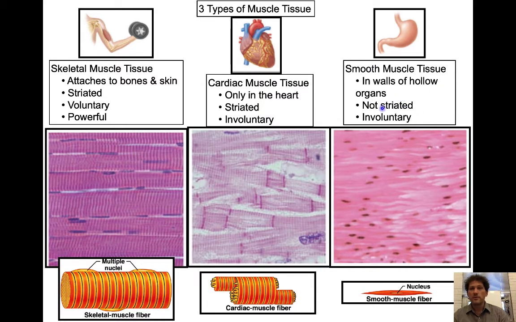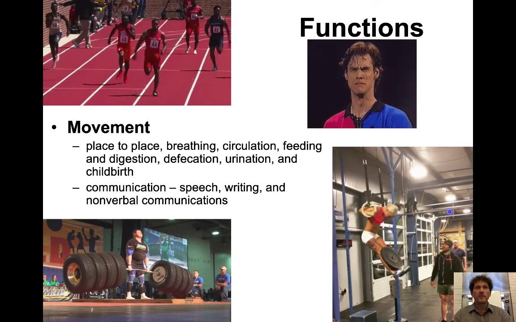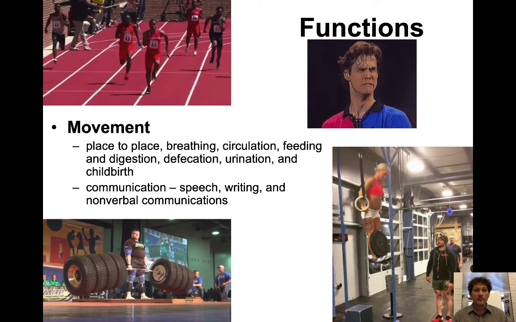And then in our smooth muscle tissue, we find these in organs. It's involuntary and it's not striated. And again, it's sort of these really small fusiform shaped cells. Okay, good. So what does this tissue do for us?